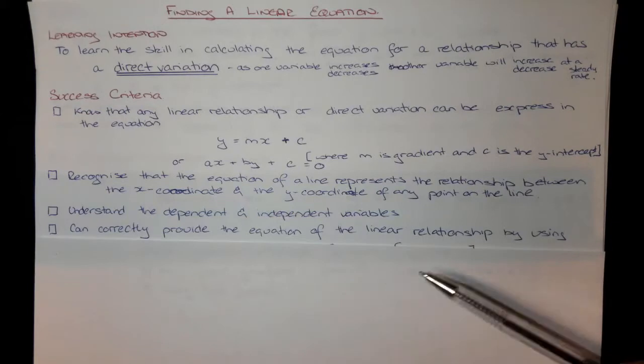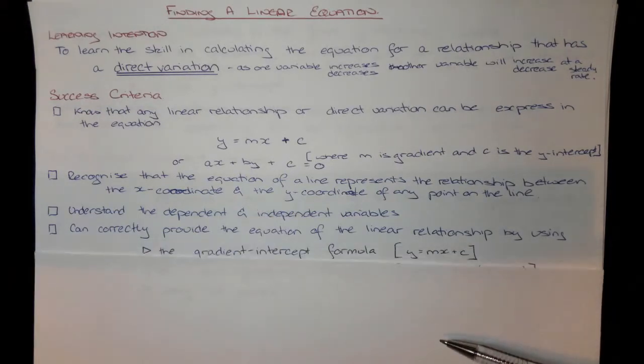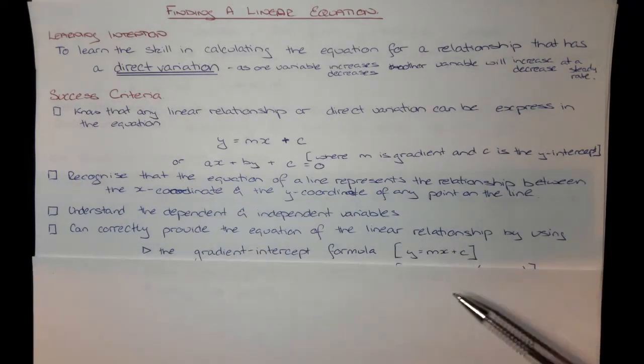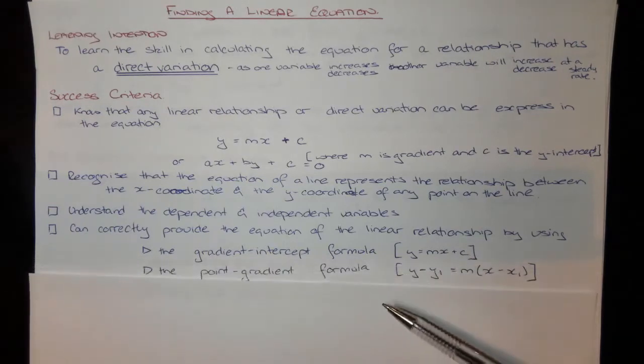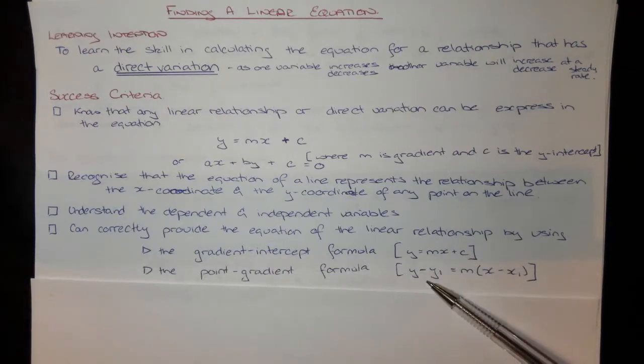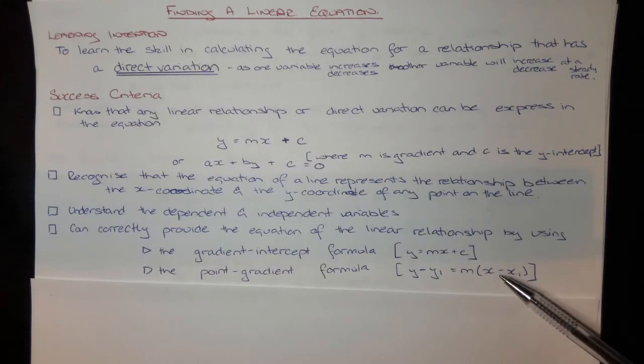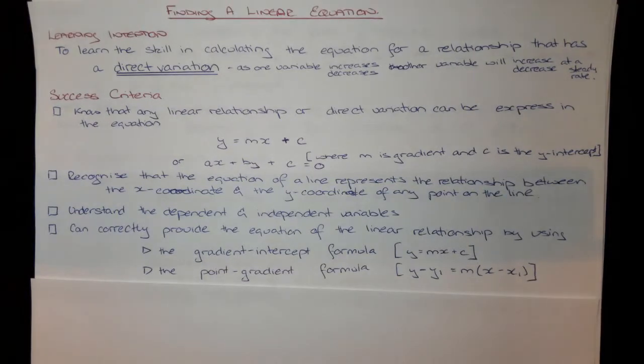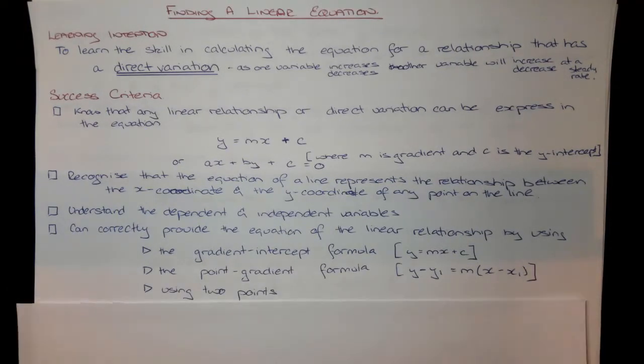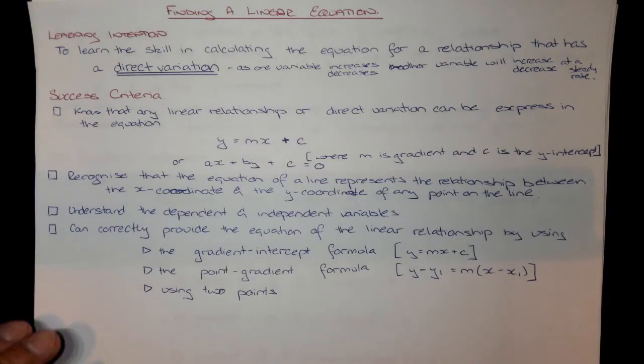Can correctly provide the equation of a linear relationship by using the gradient intercept formula, y equals mx plus c, the point gradient formula, y minus y1 equals m times x minus x1, and using the 2 points, having 2 points and using the formula. Okay.